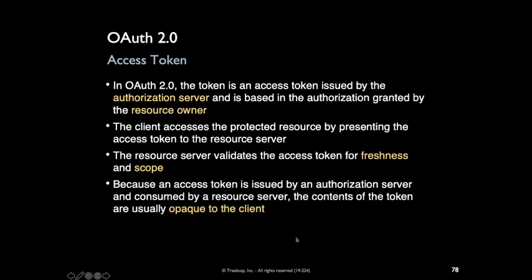Okay, so the access token that's issued by the authorization server is based on the authorization granted by the resource owner. But remember, in this scenario, I'm telling Bank of America what's okay. I'm not telling Mint what's okay because I don't trust them to respect my wishes, right? I'm telling the bank so the bank can control what Mint's allowed to do, right? The client accesses the protected resource by presenting the access token to the resource server. The resource server validates the token for freshness and scope.